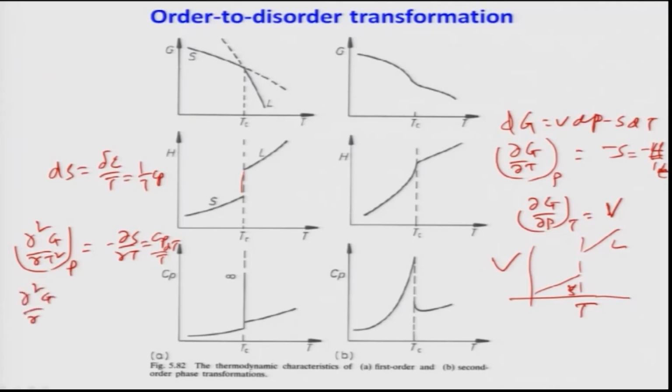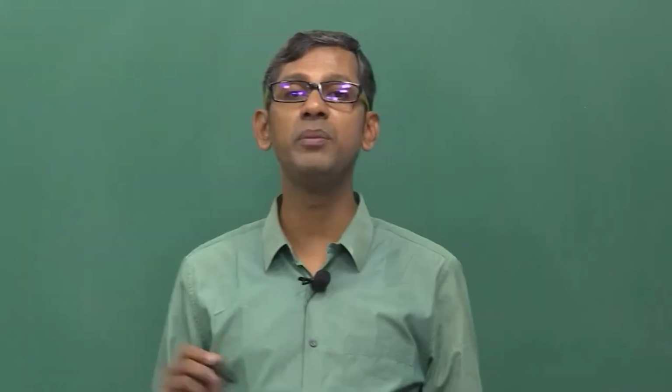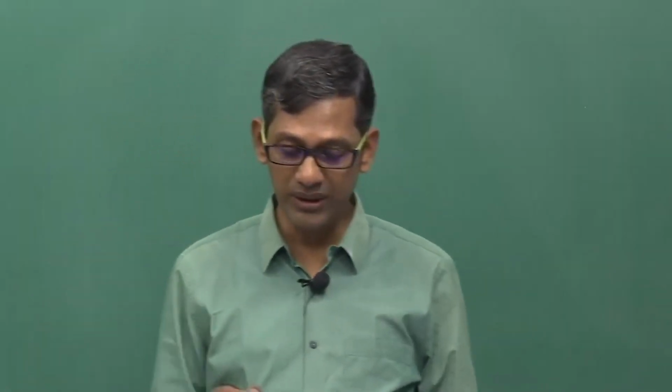Similarly, if I take del squared G by del P squared, the second order derivative at constant temperature, this will be minus del V by del P, that is nothing but compressibility, or basically related to compressibility. So, the important factor is Cp. Now, in the second order transformations, both the zeroth order and the first order derivatives are continuous across the transformation temperature, but the second order derivatives are discontinuous. That means Cp will be discontinuous at the transformation temperature. That is what you see here.